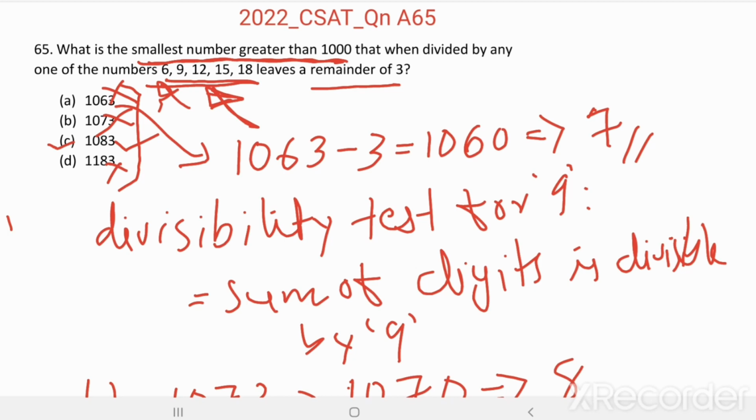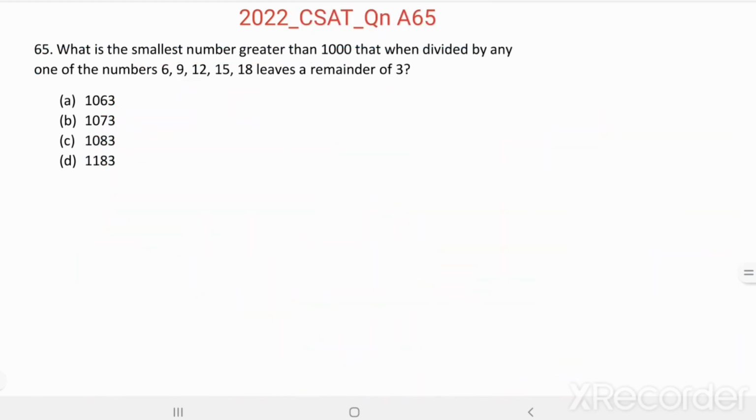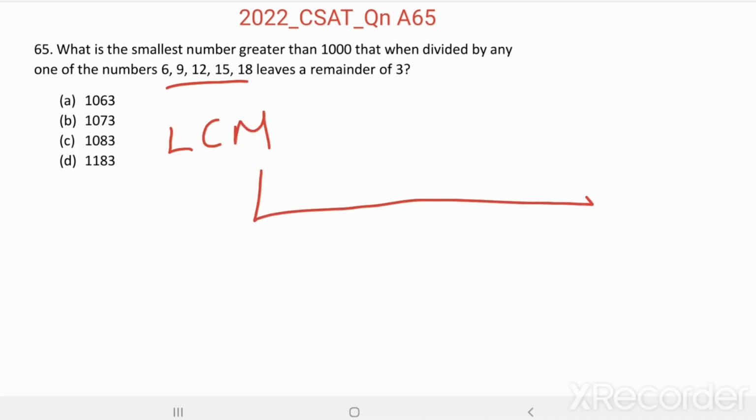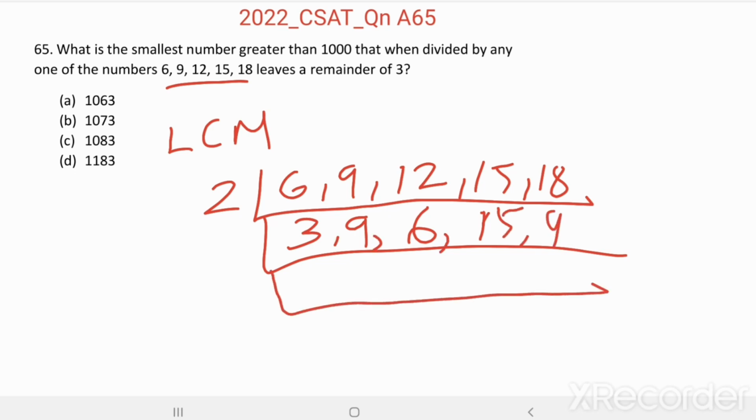Otherwise, we can solve this question by finding common multiple, smallest common multiple greater than 1000. What is the least common multiple of these numbers? Least common multiple of these numbers equal to 540. We can find least common multiple by prime factorization.